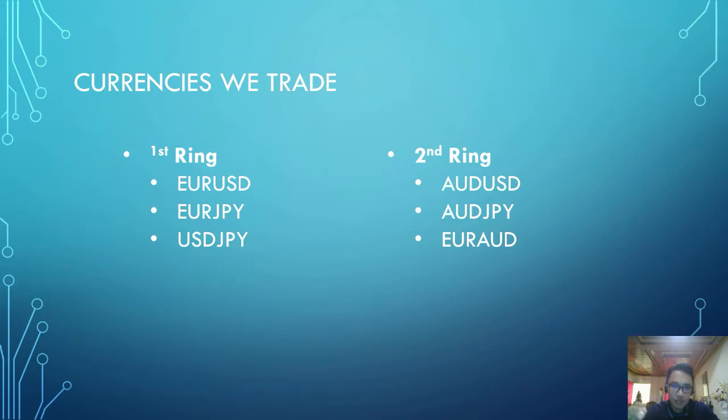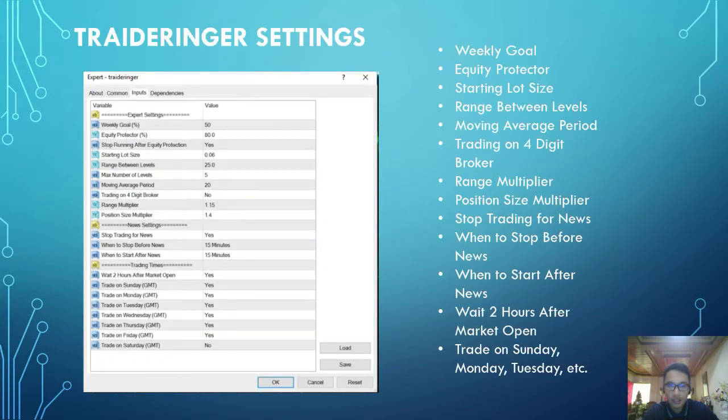The currencies are set this way because, let's say, for the first ring, if one or two currencies are in negative, usually the other currency is in positive. That's how it works. That's why it's called the ring. So first ring and second ring. Now for some people, they choose not to trade the second ring because it is more volatile, the AUD pairs. Some people will only trade the first ring. But you could trade the second ring if you use a lower lot size, which I will be discussing later.